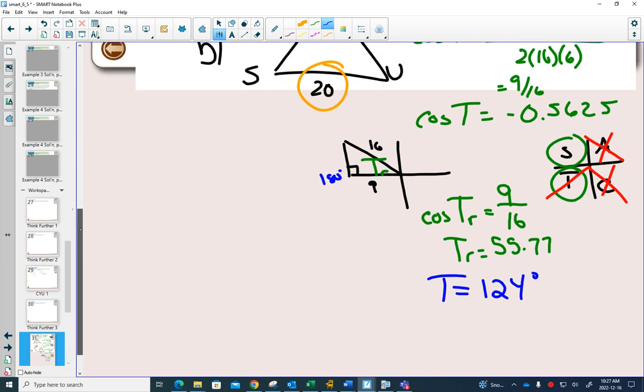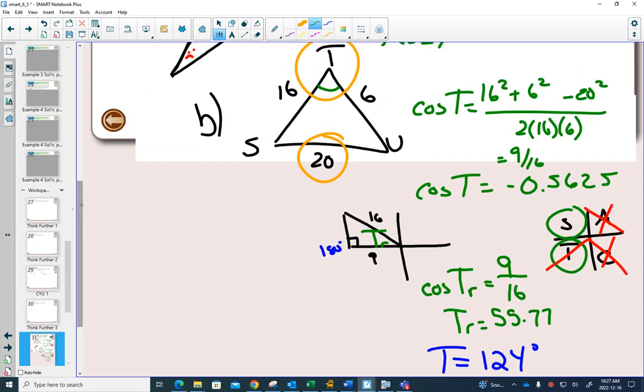If I go back to my triangle, I could have labeled in here 124 degrees. Obviously, 124 will be the biggest angle in that triangle, because the rest have to add up to 180. Is it opposite the biggest side? Yes.